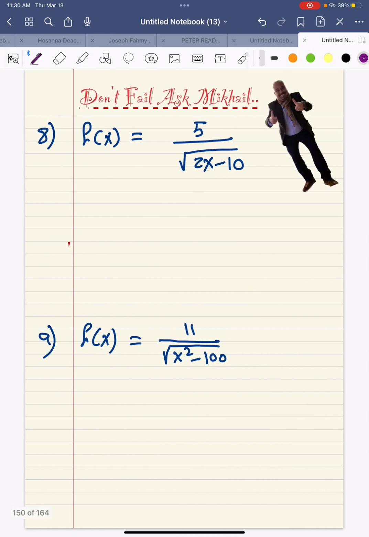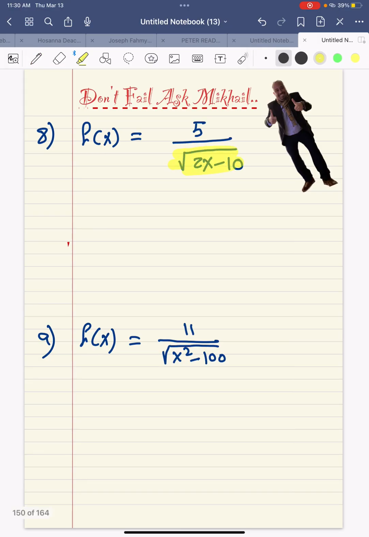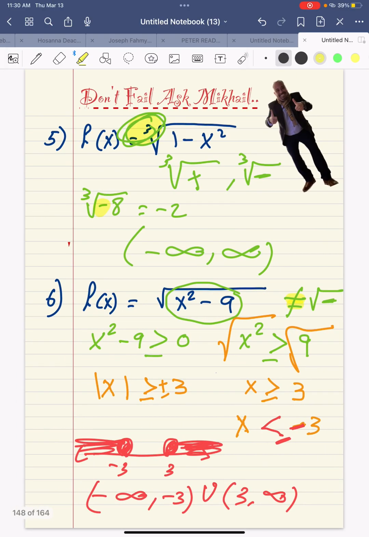All right, question number 8. Now I'm having a radical and a rational on the bottom. So I cannot make it equal to 0. Over here I made it equal to 0. I got no problem here. That's why here I had the equal sign. No problem, it can be 0.